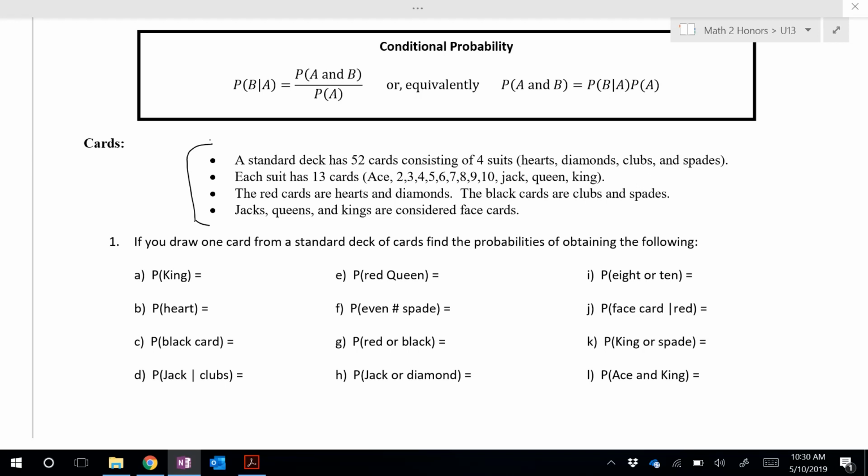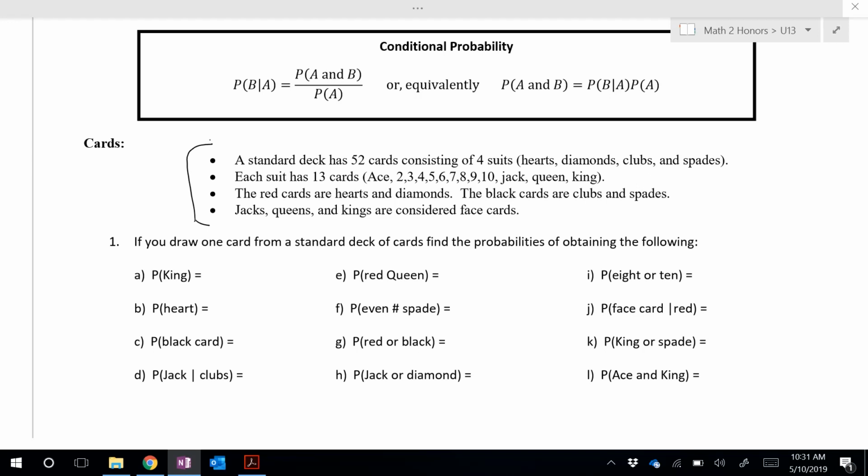A standard deck has 52 cards consisting of 4 suits, and they're all equally divided. You've got your hearts, diamonds, clubs, and spades. Each suit has 13 cards, so 13 plus 13 plus 13 plus 13 makes your 52. These are the 13 cards: ace, the numbers 2 through 10, and your jack, queen, king. Half your cards are red, those are your hearts and diamonds. Half the cards are black, those are the clubs and spades. Jacks, queens, and kings are considered face cards. Ace is not a face card. So that's what you need to know.